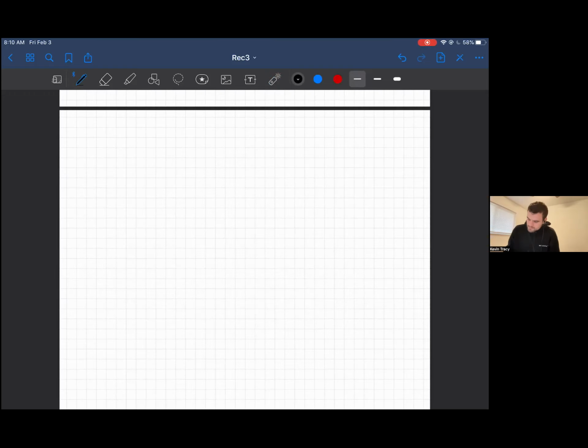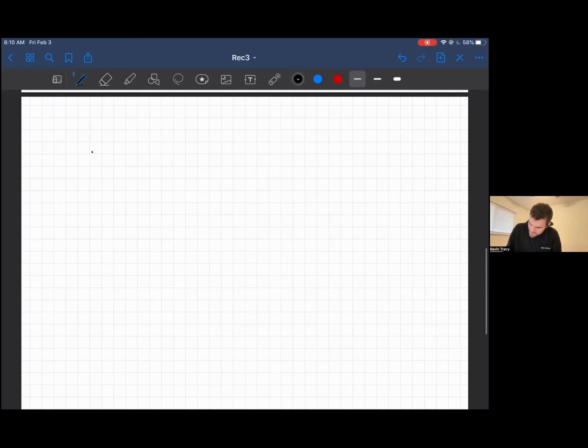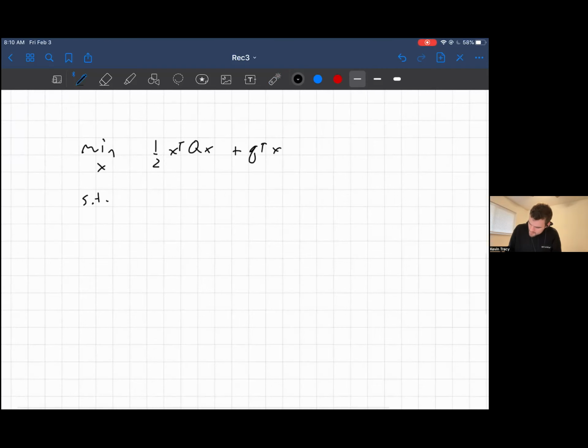So now I'm going to have min over x of 1/2 x transpose Q x plus little q transpose x, such that Ax equals b, Gx less than or equal to h.